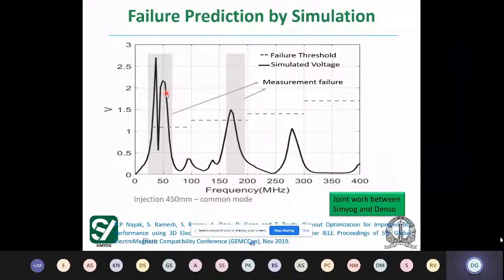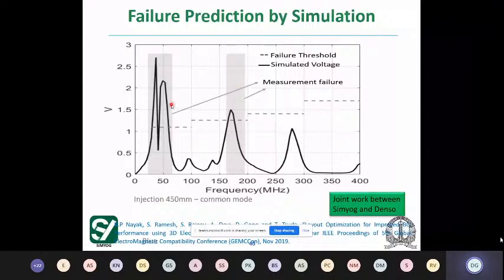So although this was done after the fact, the idea is that this gives confidence that if you are able to simulate the noise on the pins and predict the noise levels, then you will actually be able to predict the measurement failures at a stage where the device does not yet exist. So how do you do this simulation?